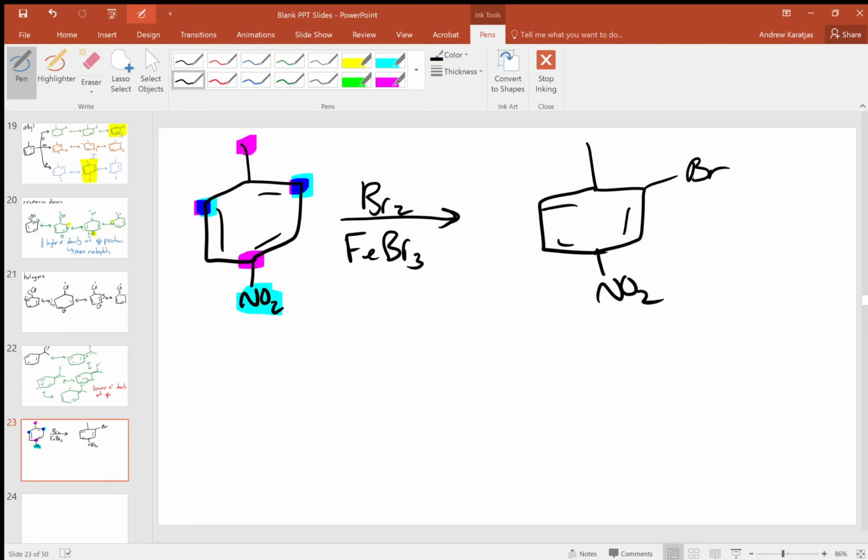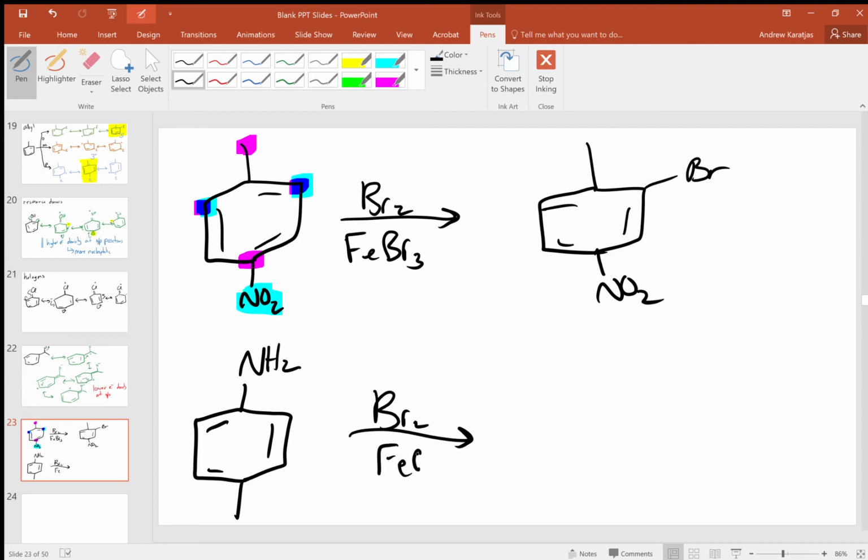Where this becomes harder is when we have two groups that fight each other. Such as this situation. So the amine, we know that that's an ortho para director, and we don't have to worry about the para position because there's already a substituent there. But that methyl group down at the bottom is also an ortho para director. And unfortunately, the ortho or para positions of those two groups are not the same spots.